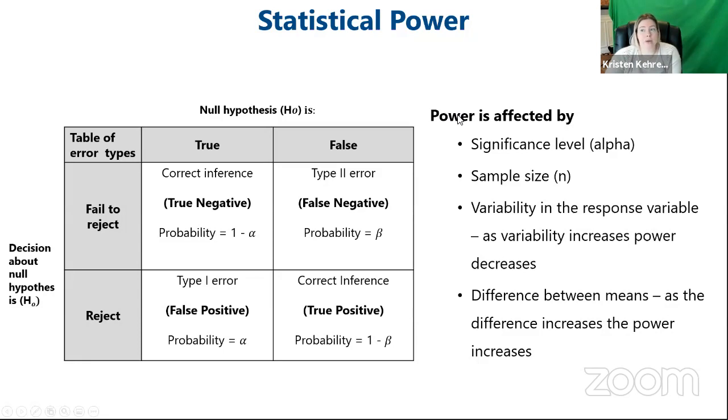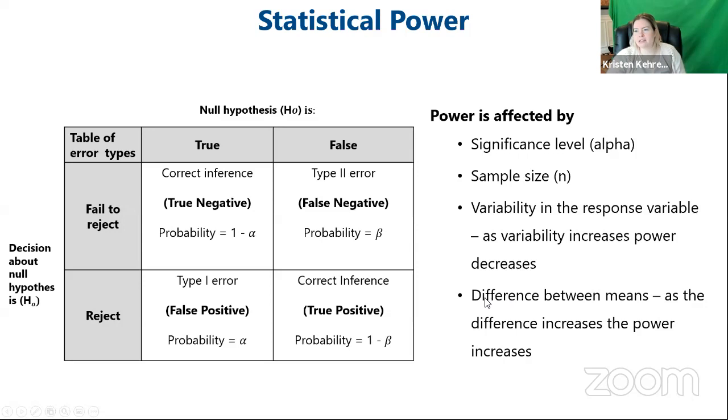And so the power is going to be affected by the significance level. So if alpha isn't 0.05, if it's 0.01, right, the power is going to change. As the sample size gets larger, the power will also get larger. If there is a lot of variability in the response variable, if we're looking at purchases and the purchase prices are all over the map. Some people are spending 5 cents, some people are spending $300, right? And there's a large spread. As the variability increases, it's going to be more difficult to get a higher power, right? Which means that the rate of this false negative is going to go up.